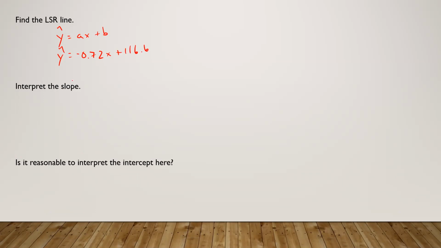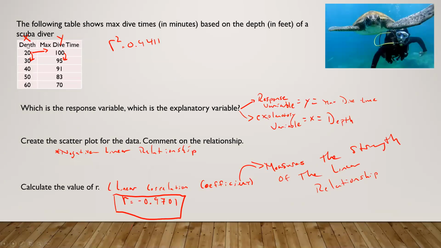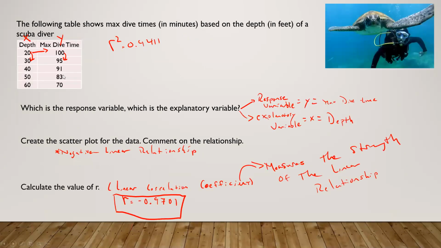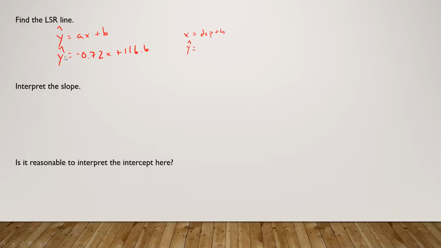All right, so just so we're clear here, the X variable in this problem is the depth in feet that you're underwater. And Y hat is the predicted Y value, okay? And so what we're doing is we're predicting the max dive time. So it's the predicted, or also referred to as the estimated, max dive time. Okay, so that's what our equation is saying. Our equation is saying, if you give me X, I can predict or estimate the max dive time you're allowed to go.